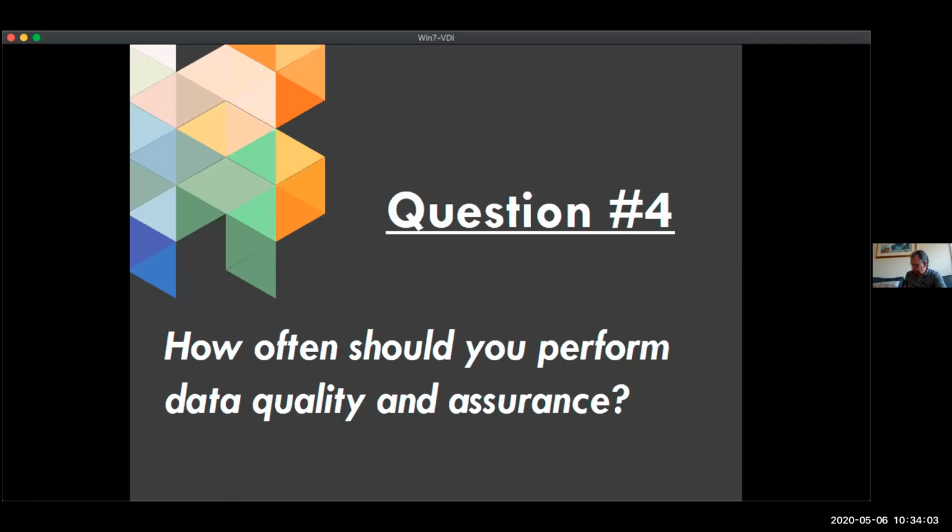Thanks, everyone. So yeah, how often should you perform data quality and assurance? It's really going to depend. As I mentioned before, it's an ongoing process that you should think about from the very beginning to the very end of your project.